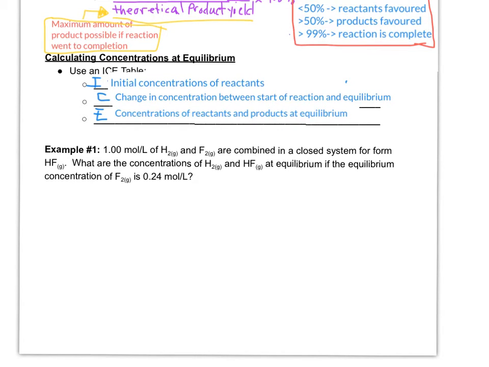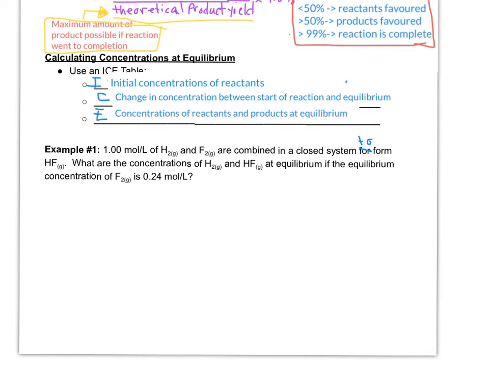So we're going to jump right into an example here. In our example, we have a concentration of 1.00 mole per liter of hydrogen gas and fluorine gas, and they're combined in a closed system, and I think this should say they form hydrofluoric acid, HF. We want to know what the concentrations of the hydrogen gas and the hydrofluoric acid are at equilibrium if the equilibrium concentration of F2 is 0.24 mole per liter.